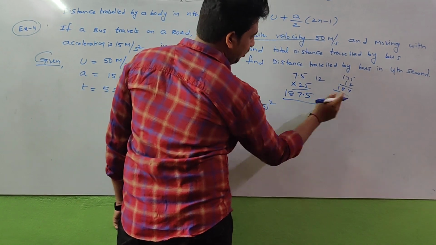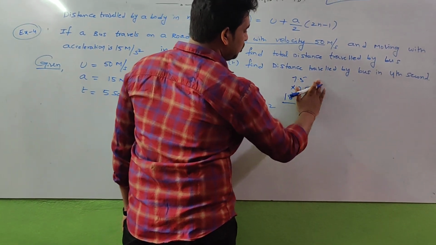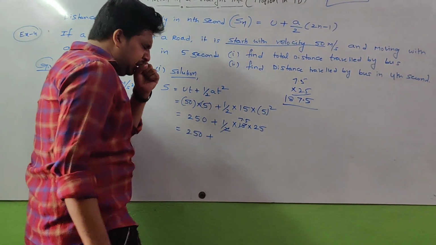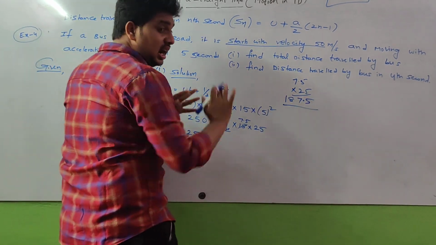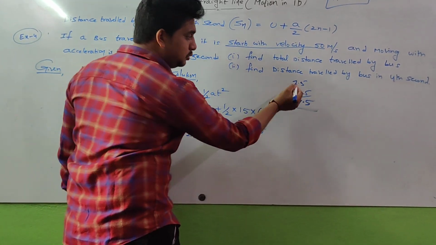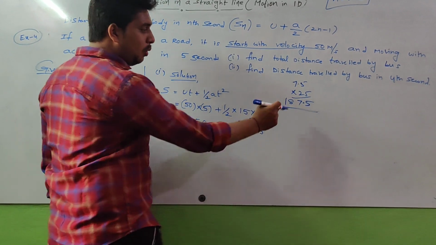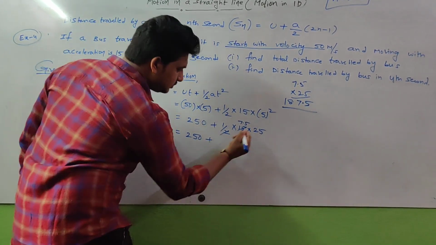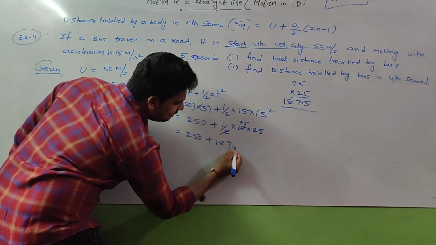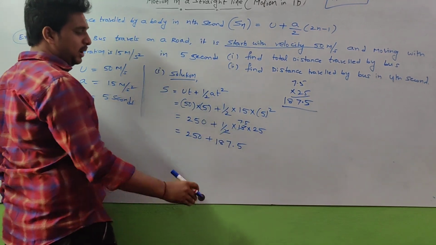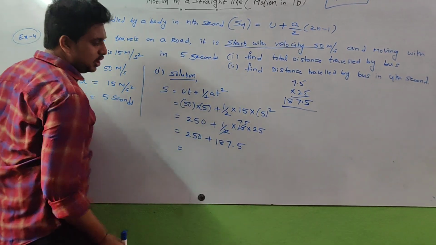Here one digit is a pointer. We got here total 7.5 into 25, the value is 187.5. We got here 187.5. So then add this 250 plus 187.5.